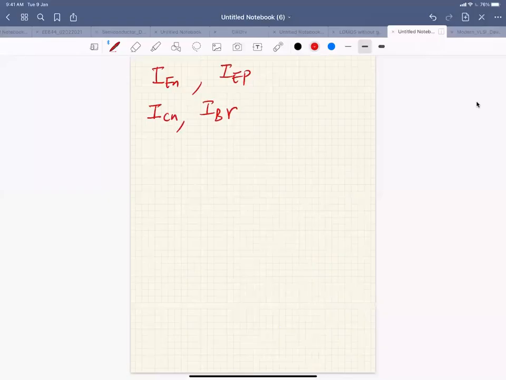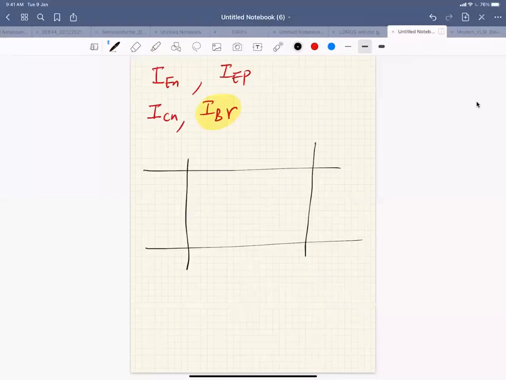Okay, so how to find IBR? IBR is the base recombination current, right? So if I again go to the emitter-base junction, mostly the base. I have my emitter, I have my collector. So let's say this is my emitter, this is base, this is collector, and these are the depletion widths, and this is my 0, this is TB, this is my TB dash, right?